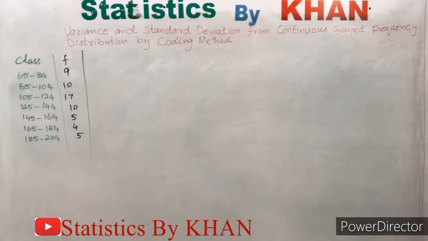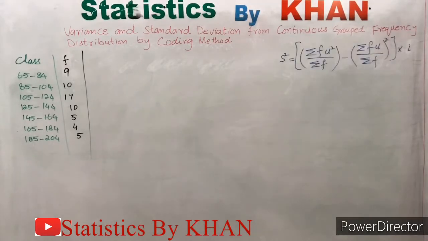So this is the continuous group frequency distribution or continuous group data. Now we are computing variance and standard deviation from this dataset by coding method. Again, the best way in the computation of any numerical problem in statistics is to write the corresponding formula first. So now the formula of variance and standard deviation from continuous group frequency distribution by coding method will become. So this is the formula for the variance from continuous group frequency distribution by coding method.